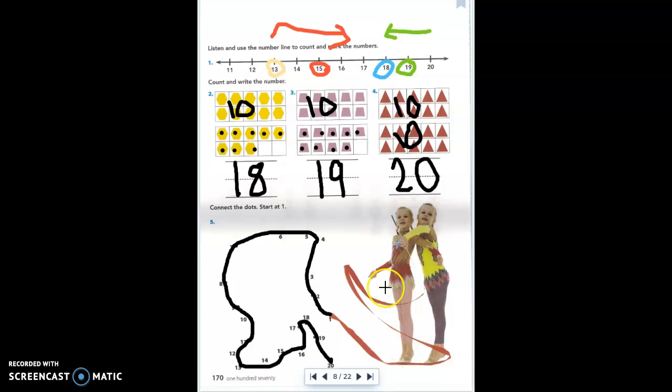All right, finish up your math page and you are all done. Good work.